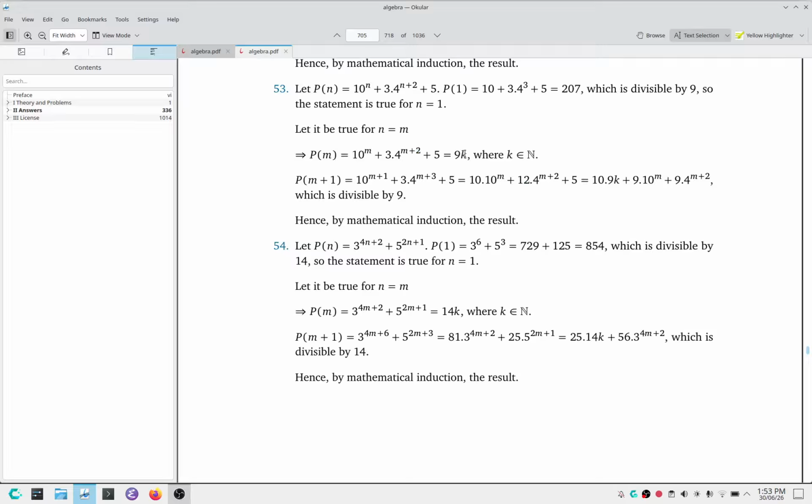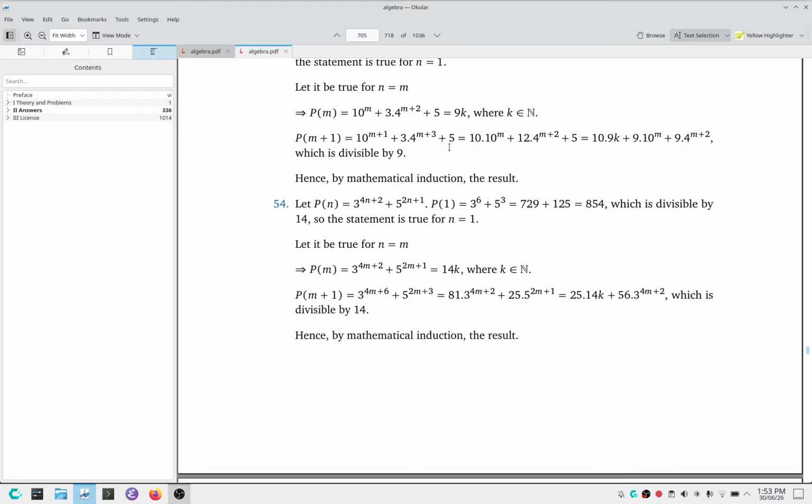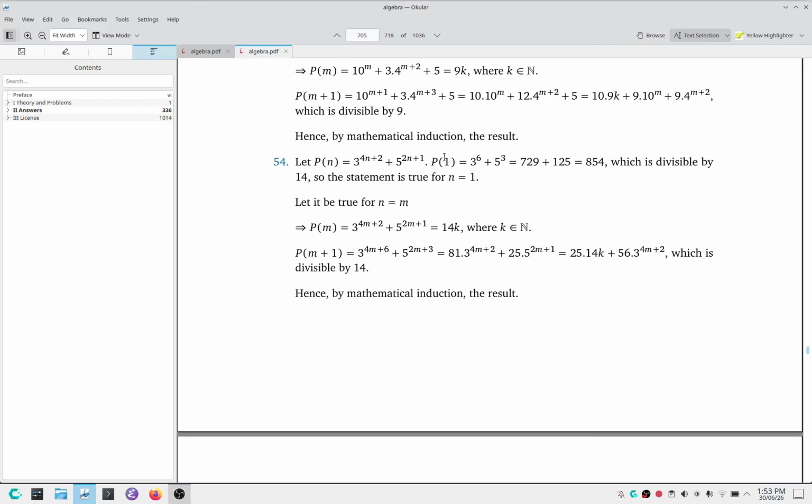Now we substitute for 9k, and we will have 10 into 9k plus 9 times 10 to the power m plus 9 times 4 to the power m plus 2, which is divisible by 9. And hence, by induction, we have the result.